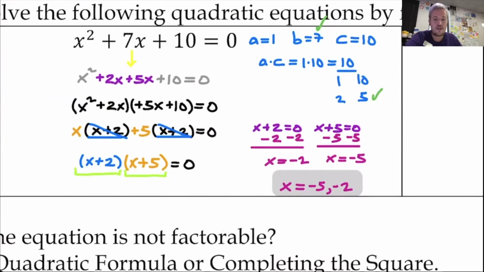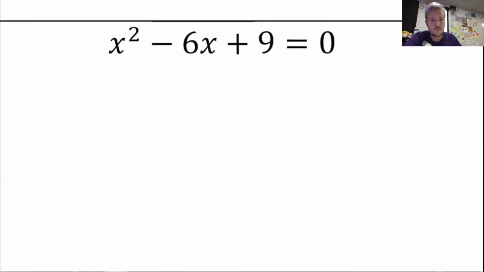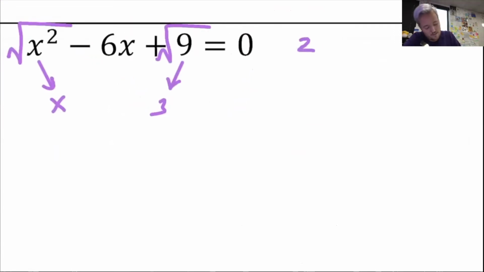All right, now for the next one over here. I'm going to go through this one a little bit quicker. If you see here, I want to try a special case. I want to see if I can take the square root of the first and last and see if I can get a whole number. So when I take the square root of x squared, you get x. When you take the square root of 9, you get 3. So it works. But I'm going to do 2 times a and b to make sure that it actually fully works out.